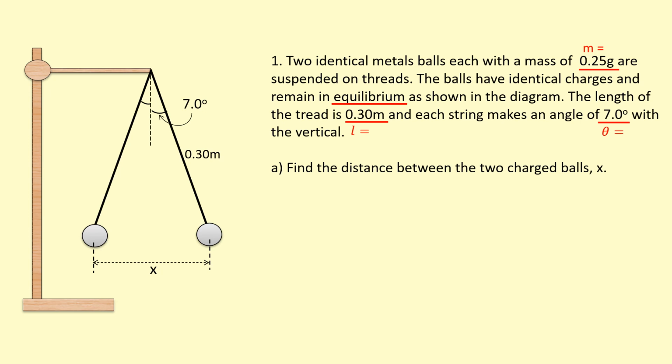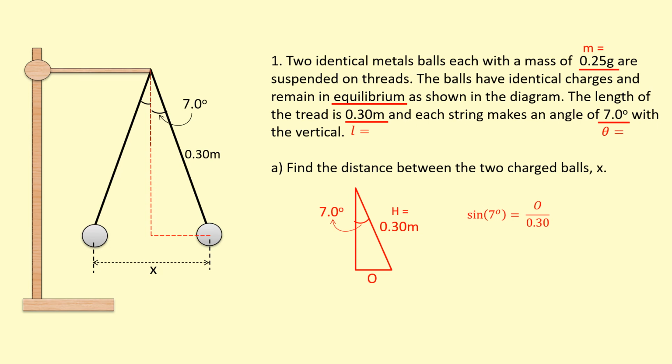Okay, this is just a geometry question. So we're going to look at this triangle like this. It is a right angle triangle. So if I draw it down like this, you can see we've got the hypotenuse, which is 0.30 meters. And what we want is the opposite on the other side there. So you can use sine. The sine of 7 degrees is opposite over hypotenuse.